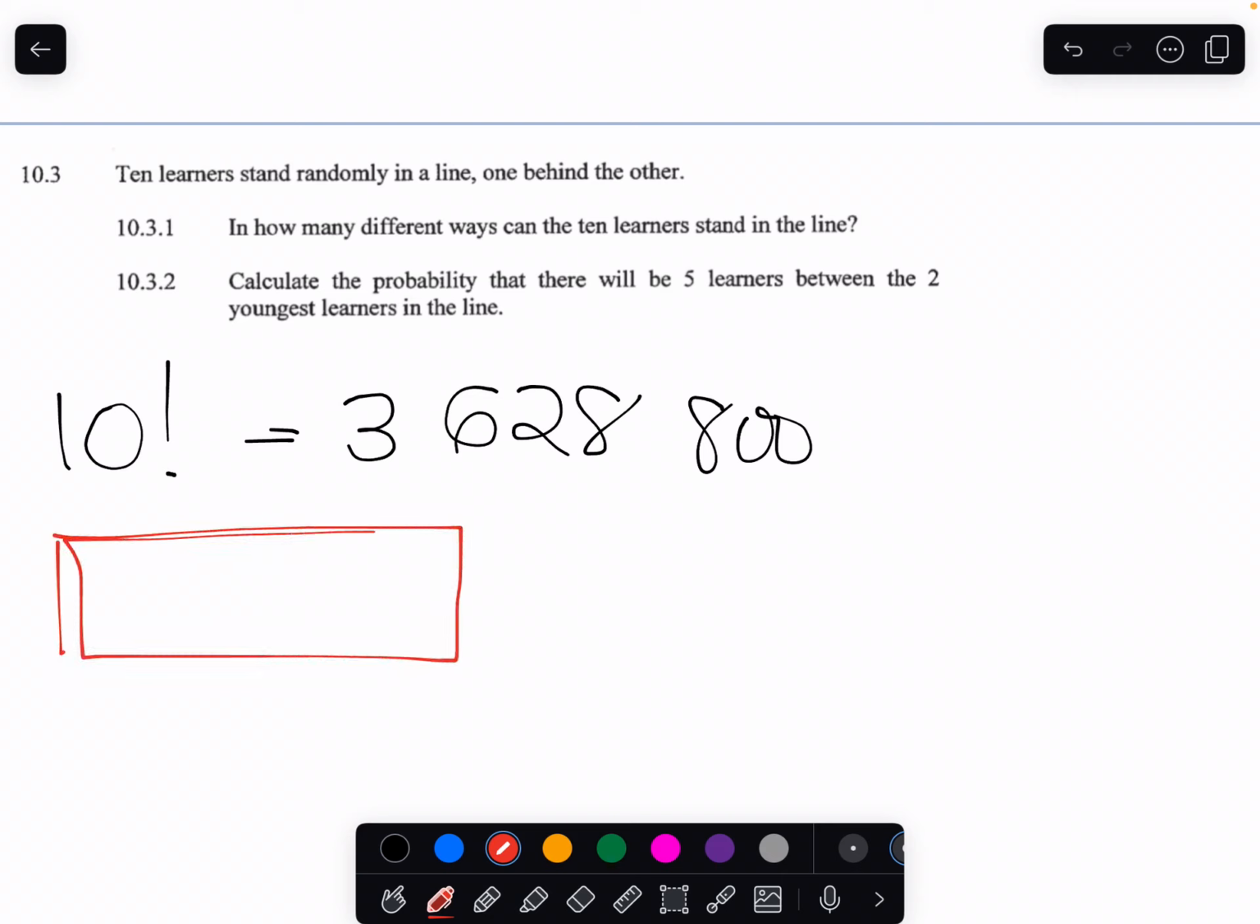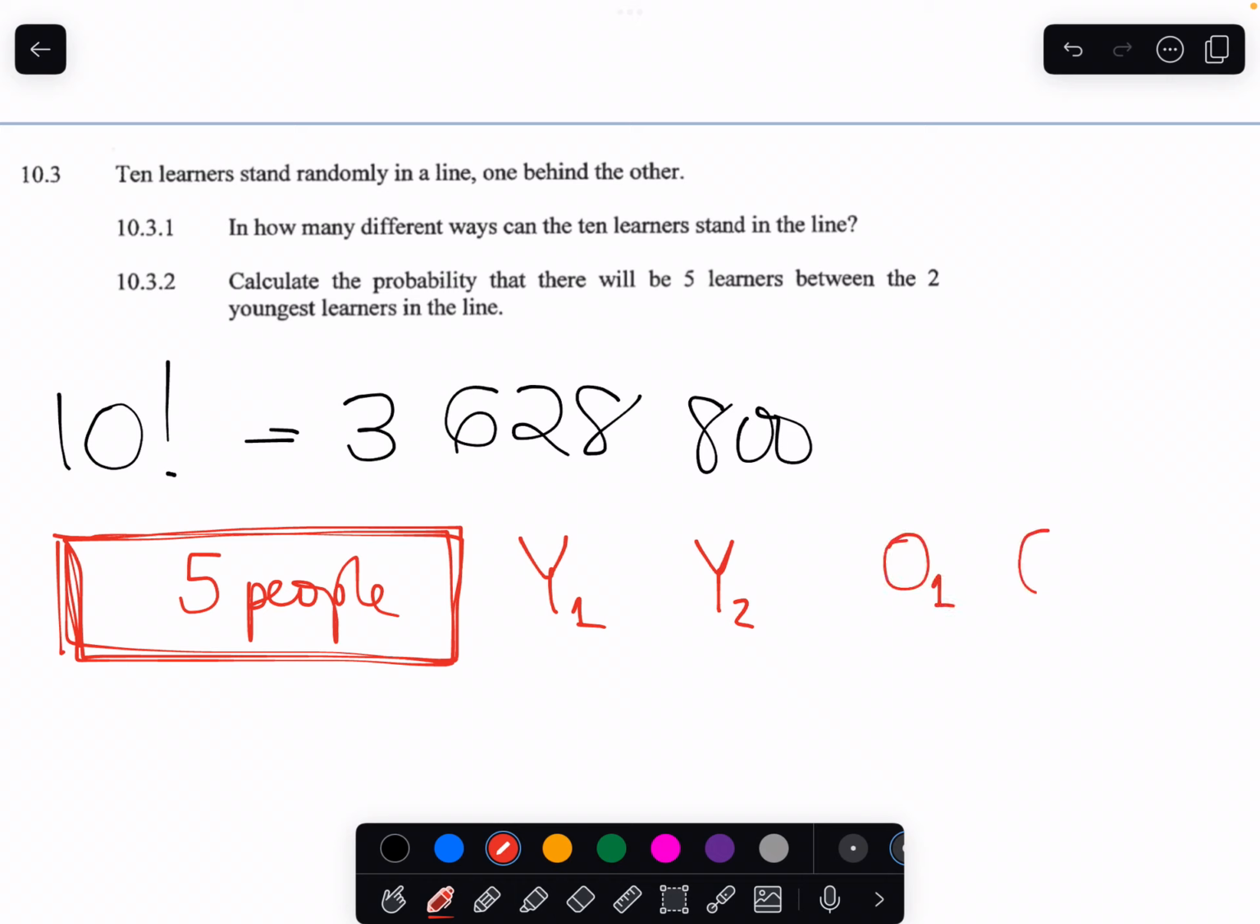There's going to be this block of 5 people, and the constituency of that block can change, but we'll get to that. For now, let's just treat it as a monolith. So we're going to have 5 people inside a block. We're going to have the 2 youngest learners, so youngest number 1 and youngest number 2, right? And then we're going to have 3 other people: other person number 1, number 2, number 3.